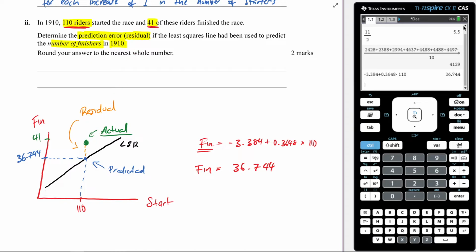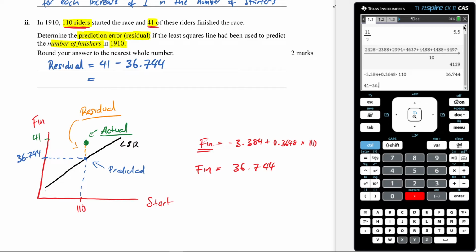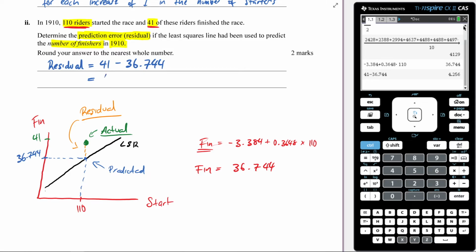The residual is the distance between the actual and the predicted. So I could say that my residual is going to be equal to my actual data point, which is 41, subtracted by my predicted data point, which is 36.744. So I would go 41 minus 36.744, and that's going to leave me with 4.256. It says round your answer to the nearest whole number. Therefore, the residual is going to be equal to 4, because that's my nearest whole number.